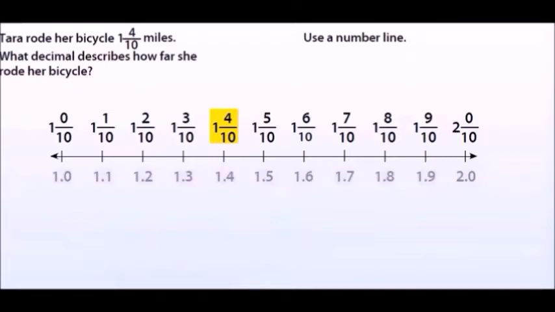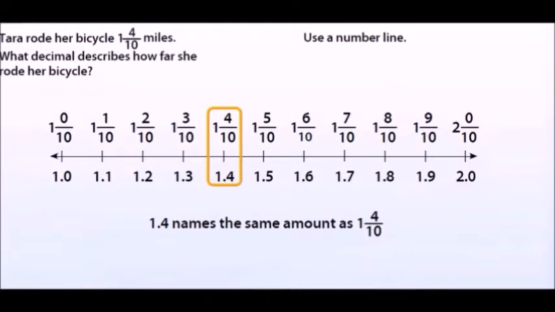What's the decimal equivalent of the mixed number 1 4/10? It's 1.4. 1.4 is 4/10 from 1. It's 1.4 from 0. The decimal 1.4 names the same amount as the mixed number 1 4/10. So Tara rode her bicycle for 1.4 miles. The decimal and the mixed number are read the same way.